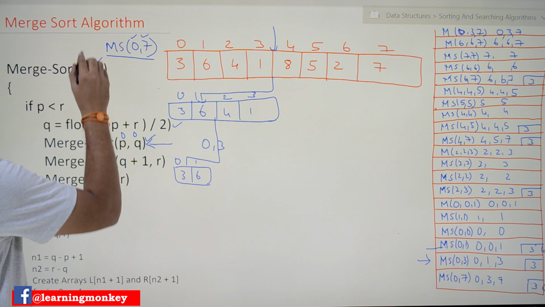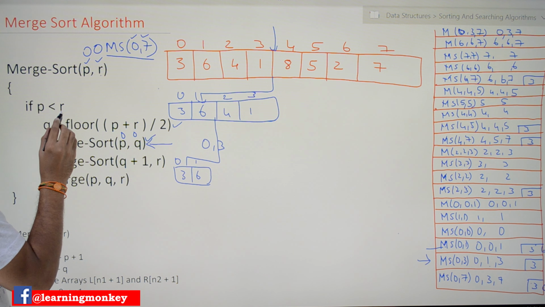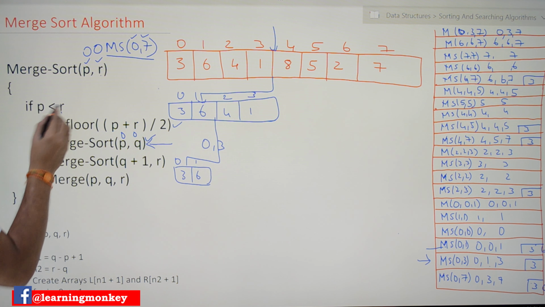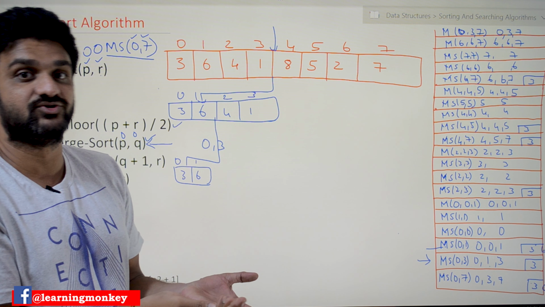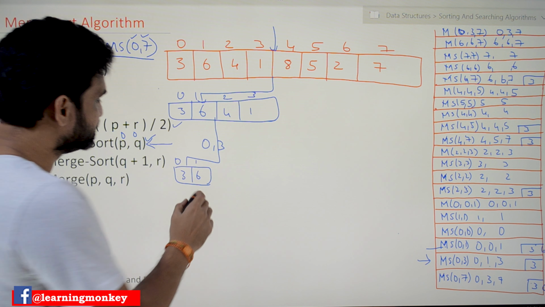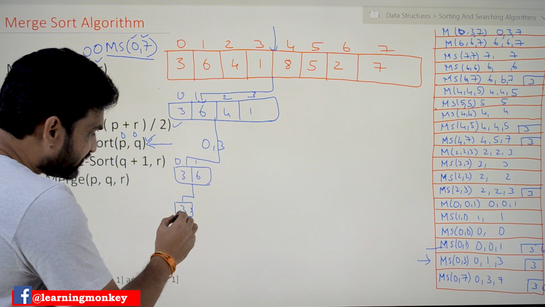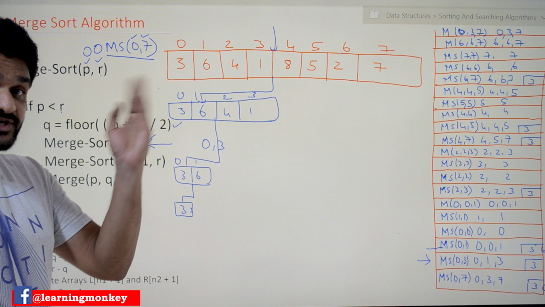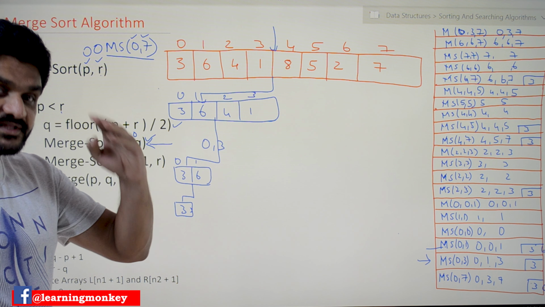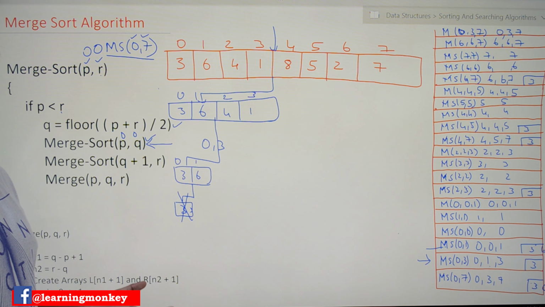Okay, so P and R are 0 comma 0, 0 less than 0. So we don't have that. So this condition is going to be false. So we are not going to execute all these lines of code, and that function call will complete its execution. Because this cannot be further divided, try to get the essence of that function call. Because this cannot be further divided, we are not going to consider this function call. It is of no use, right?